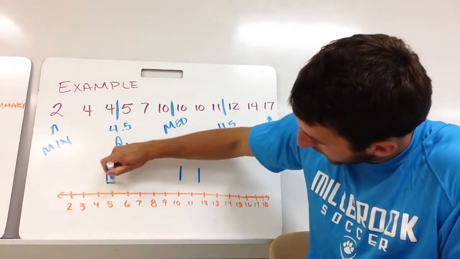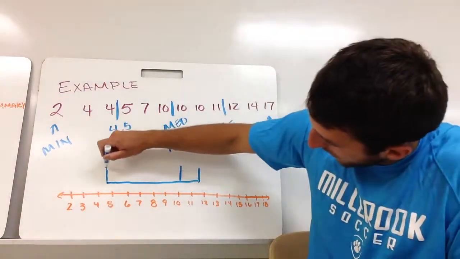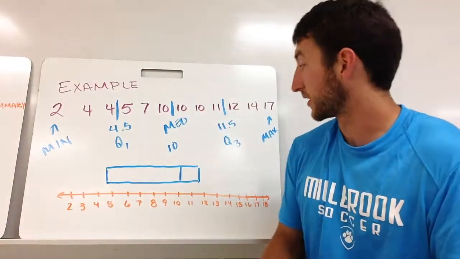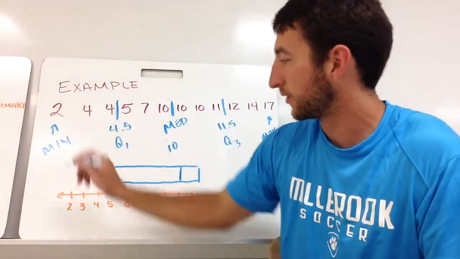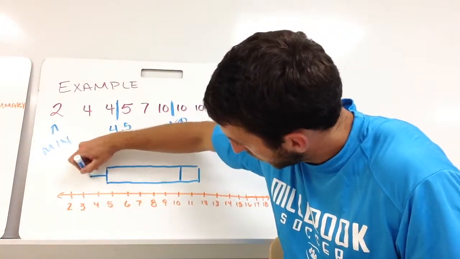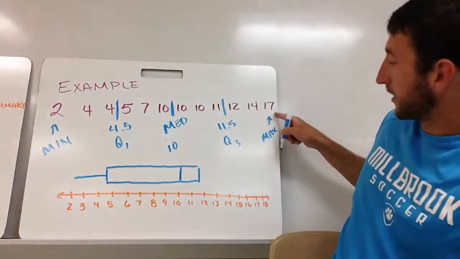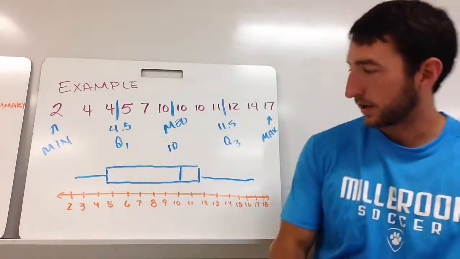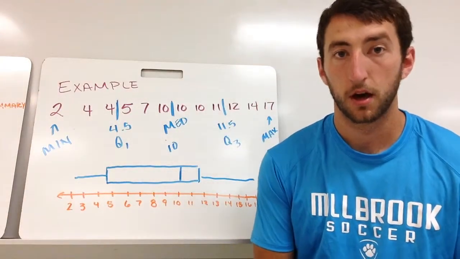Now I make my box. Okay, and then I connect my whiskers at the end. So now I know I need to get to 2, so I'm going to draw my whisker out here to 2. I've got to get to my max, which is 17, which is out here, and draw my max there. So that's how we make a box plot.